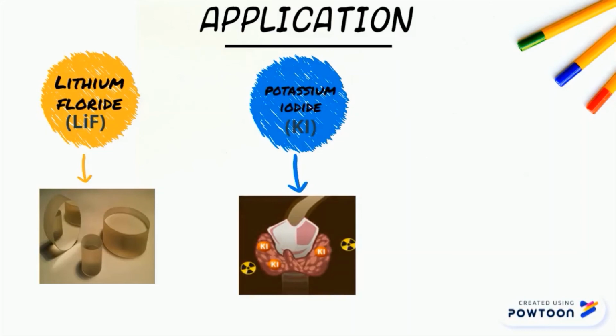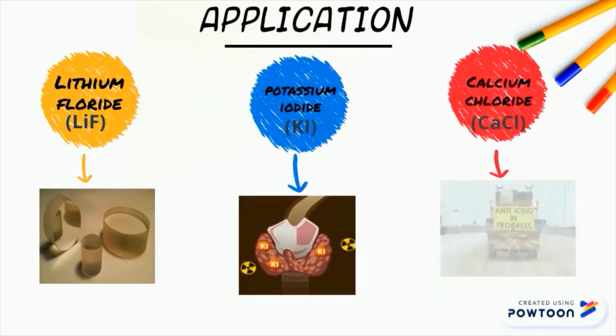Potassium iodide has a melting point of 686.1 degrees Celsius and also a boiling point of 1330 degrees Celsius. Sodium chloride. Sodium chloride, or commonly called table salt, has a melting point of 800 degrees Celsius and a boiling point of 1465 degrees Celsius.